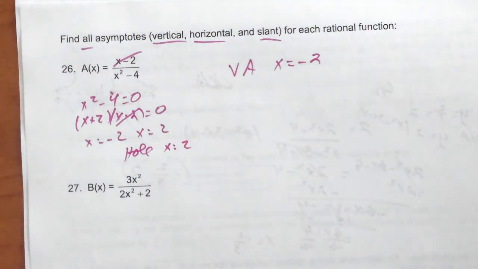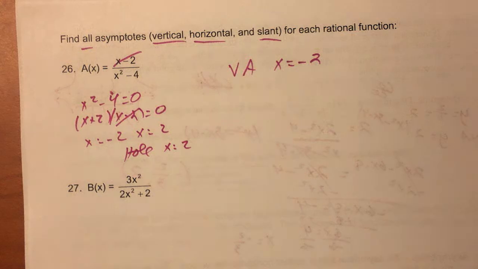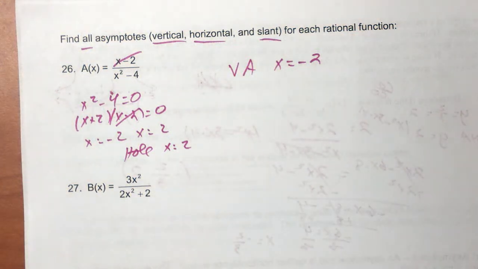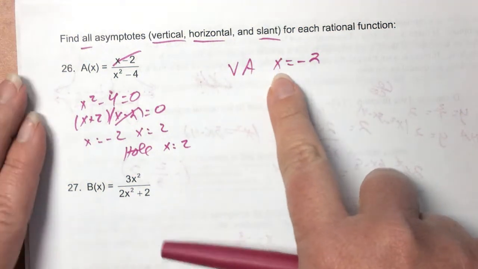Make sure we put the x equals, because that's what gives people our clue on whether we're doing vertical or horizontals, whether you have an x or a y. So there's a vertical asymptote at x equals negative 2.